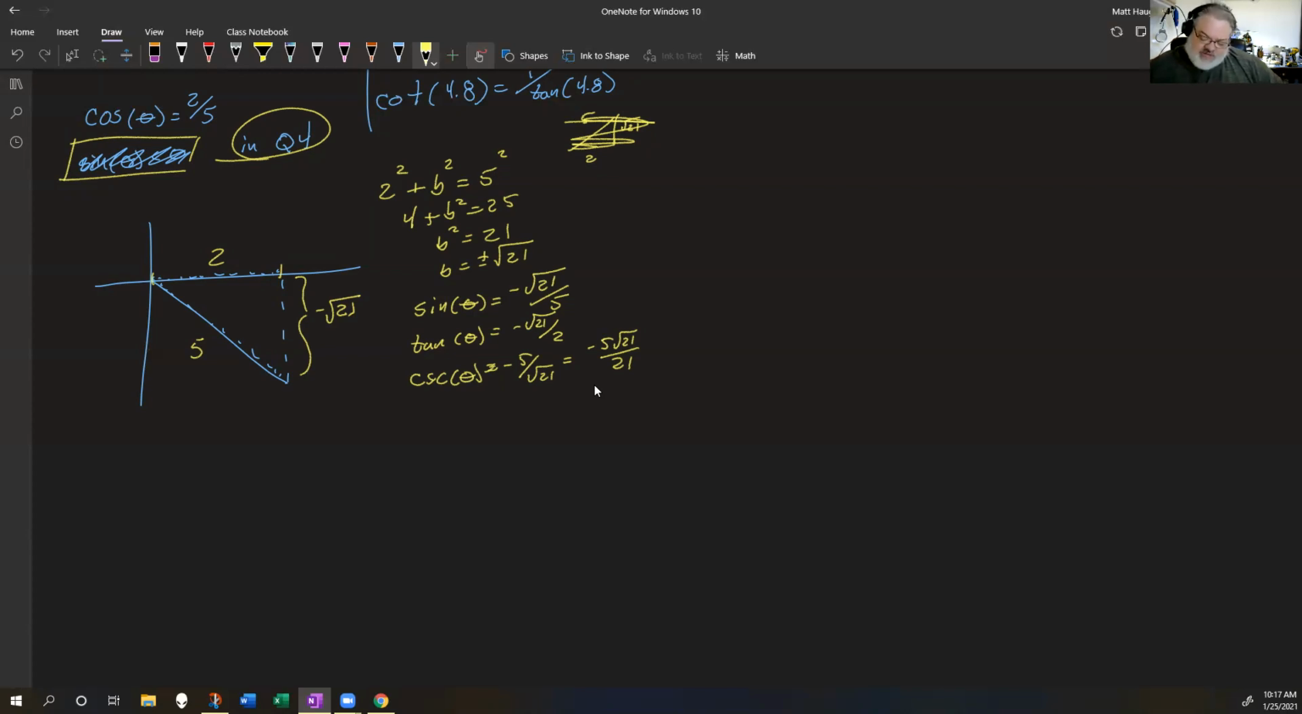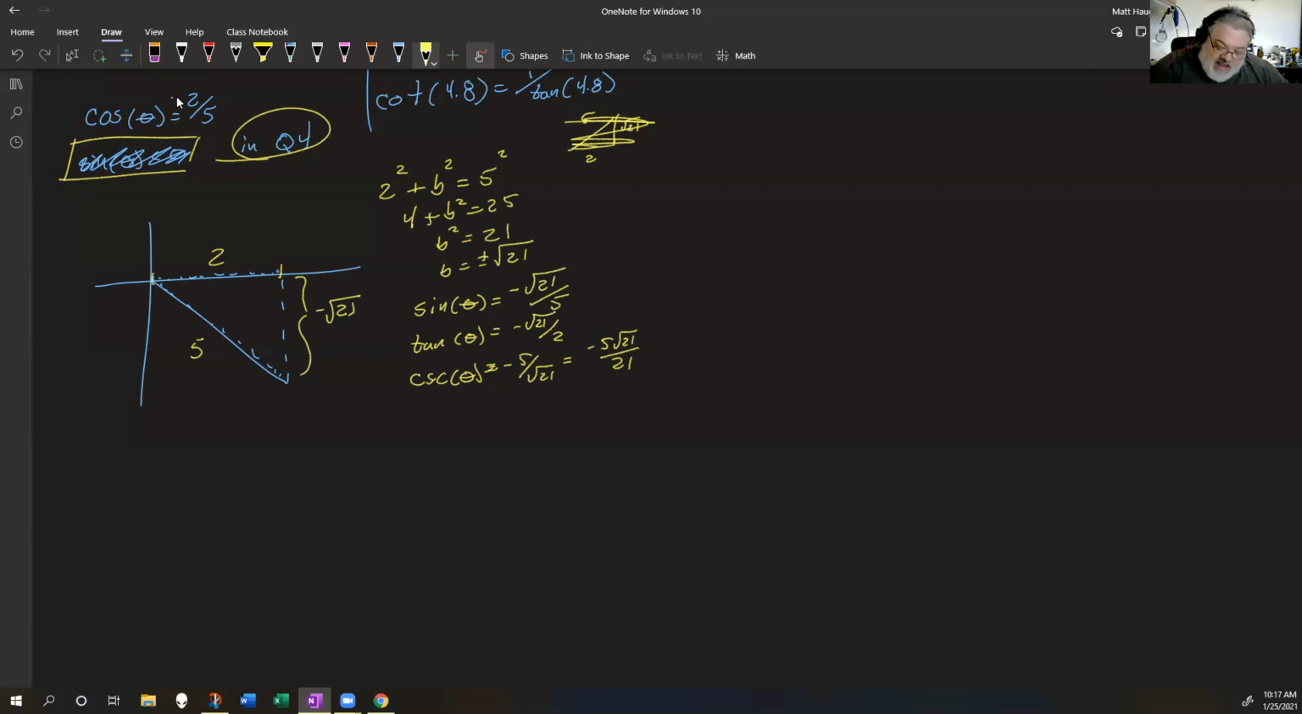So I went through that a little bit fast, but does that help? What part of that was getting you stuck? Was it the negative? Was it the square root? Yeah, this definitely helps. I had a question. What about if the cosine, instead of 2/5, would be like negative 2/5?